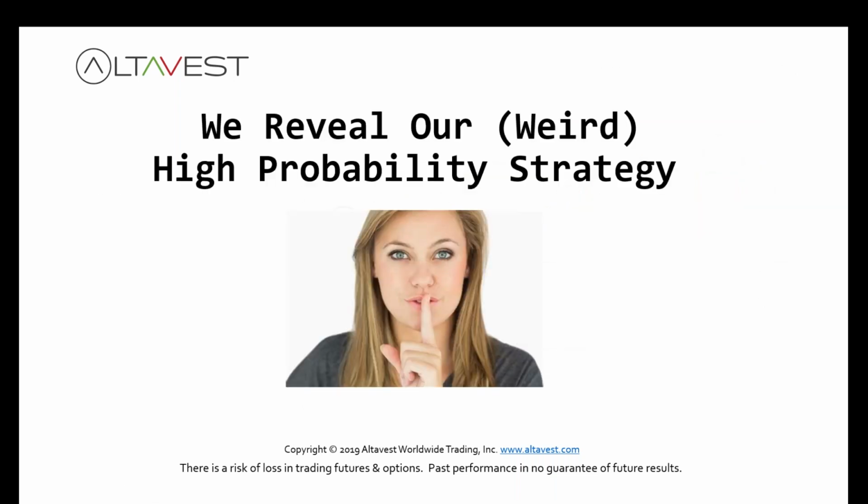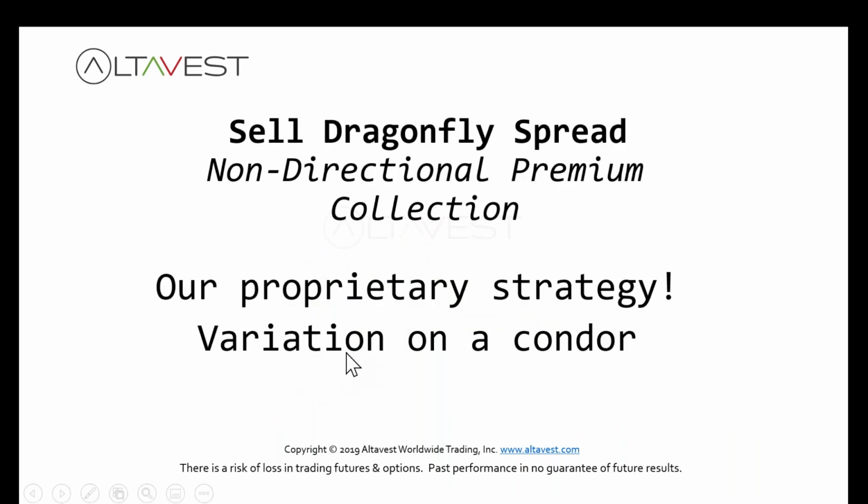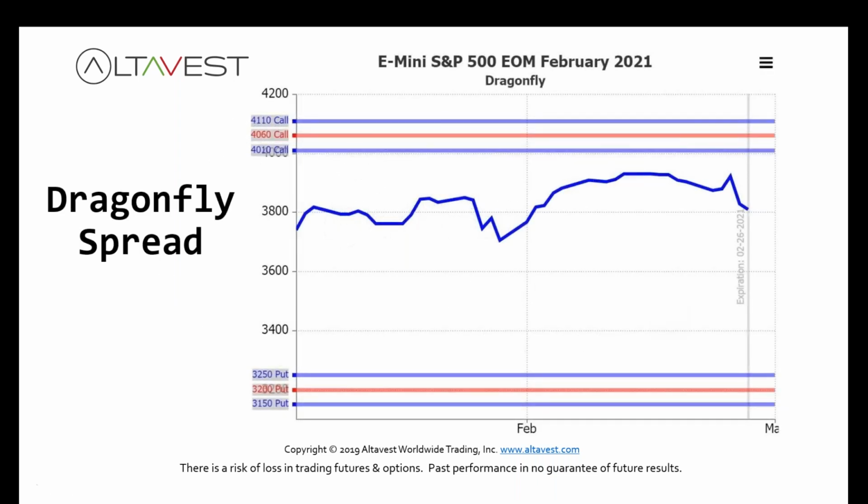Now, here we go. We're going to reveal some people call it a weird strategy, so I just use that word. It's a high probability option premium collection strategy. It's a variation on a condor. It's called a dragonfly with 6 legs. It's for income generation, just like the other spreads we looked at. So here is our proprietary strategy. And here's what it looks like. And I'll explain this chart, and then we'll get into the demo where you can see some examples on how it really works.